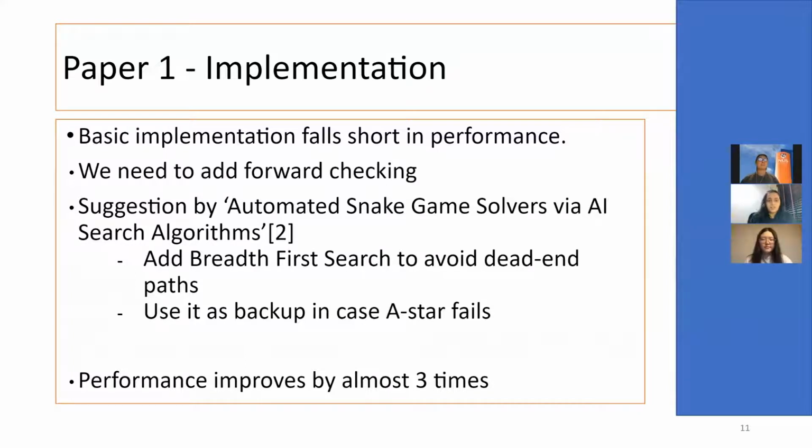And this particular paper had some more detail about the forward checking portion of the A star search algorithm. The suggestion was to add breadth first search to check from the target state that is returned by the A star algorithm and try to look for any possible dead end paths or corners that might cause the snake to die. There are also several times where the A star algorithm returns a null value. So another suggestion was to use the breadth first search as a backup option in case the A star algorithm failed. And this suggestion was really helpful.